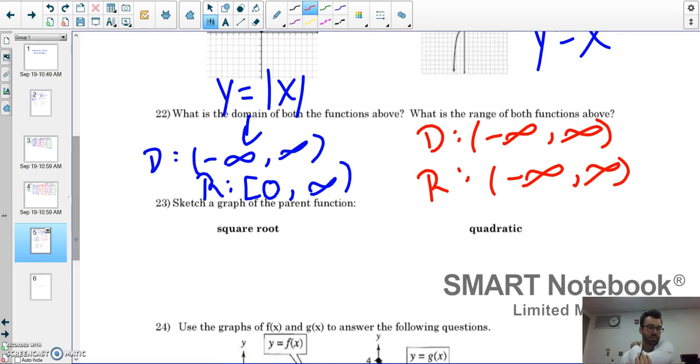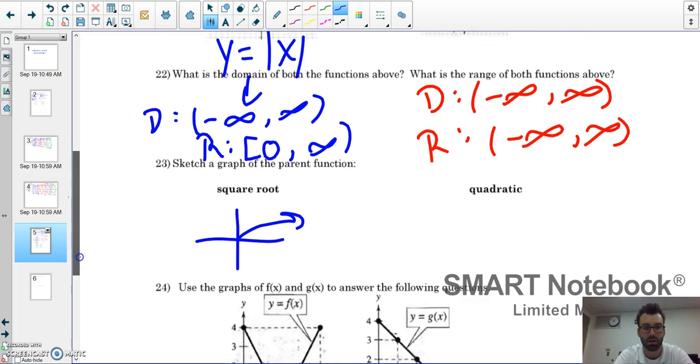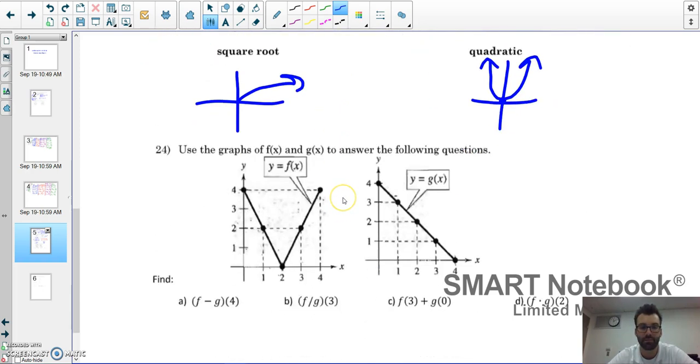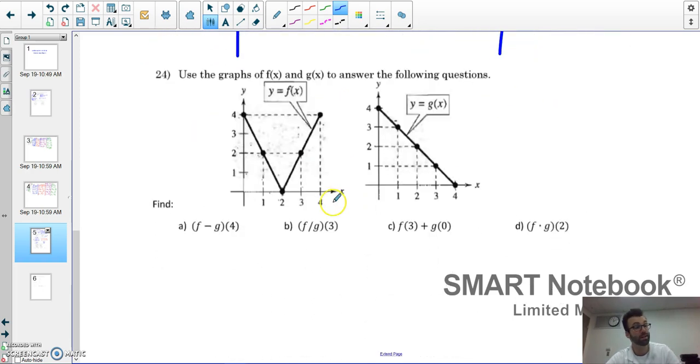Next part is to sketch the graph of the parent function. So, the square root, remember the square root is the swimmer's arm. So here's a rough sketch of that. Also the quadratic, which is our parabola, our U shape, and that should go through the center there. All right, 24, we're moving. I might get them all in. Wow, that's sick. Okay, here we go.